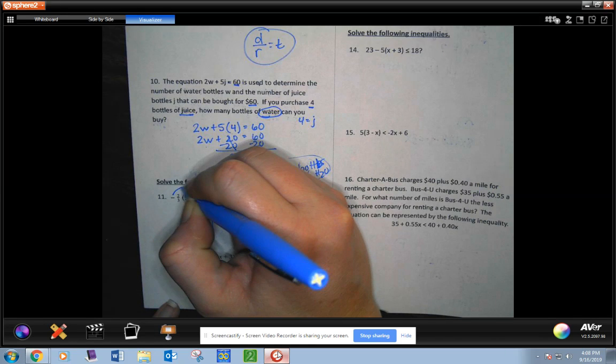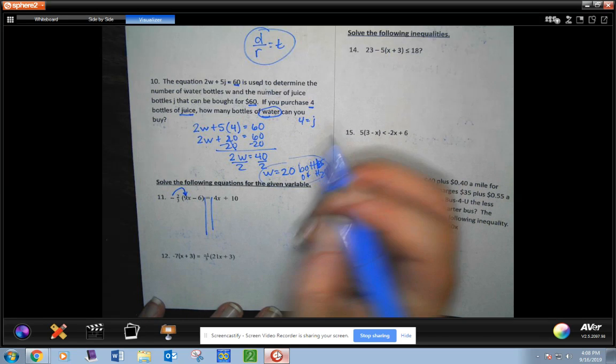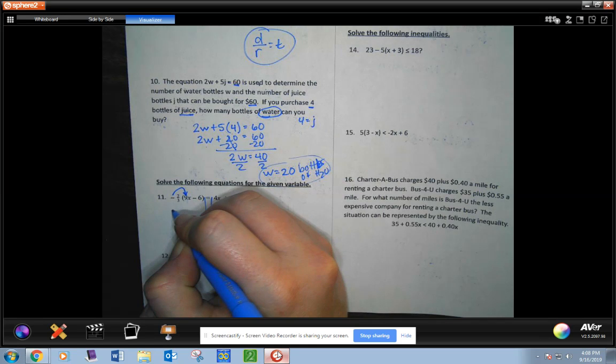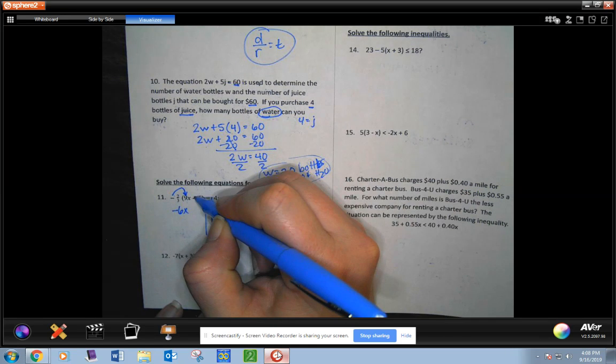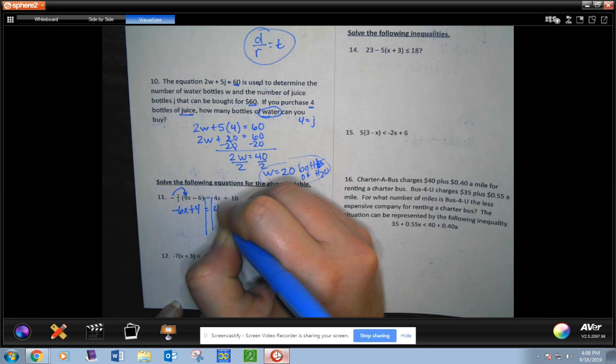So we're going to do negative 2/3 times 9x. Negative 2 times 9 would give me negative 18. And then I'm dividing by 3. So negative 18 divided by 3 is negative 6. Okay, negative 2 times negative 6 is 12, and 12 divided by 3 is 4. And then I bring down 4x plus 10.